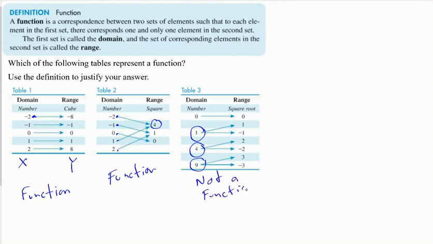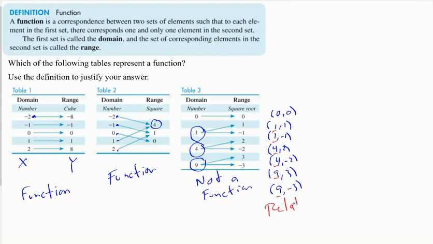Now we can write these ordered pairs as (0, 0), then we have (1, 1) and (1, -1), and then we have (4, 2) and (4, -2), and then we have (9, 3) and (9, -3). When you see the x values being used multiple times, it is not a function, and we simply call it a relation.